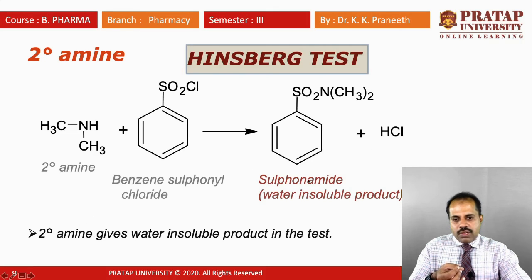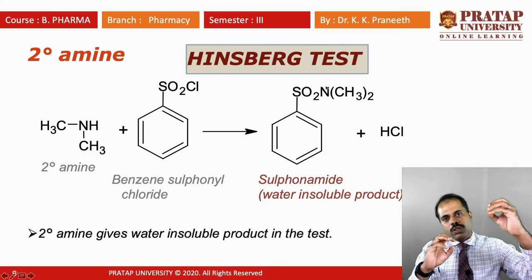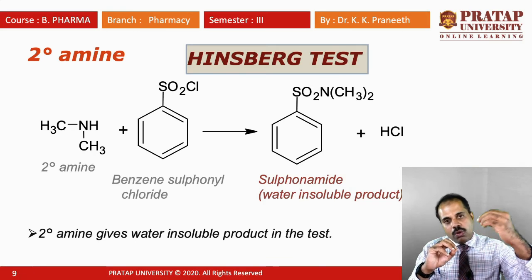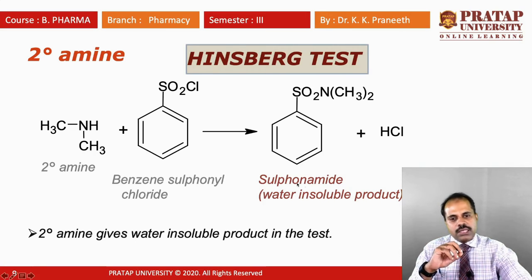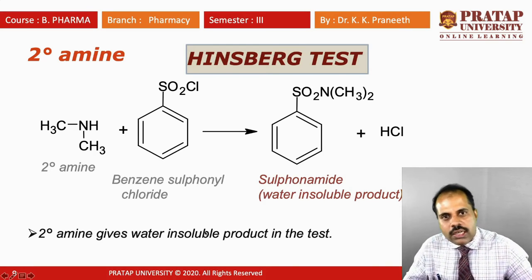A secondary amine gives a water insoluble product, as we saw in the introduction of the test. This is the product, and it is again a sulfonamide, because the SO2N group is there. So why is this insoluble? Because there is no hydrogen on the nitrogen atom, so there is no possibility of hydrogen bonding with water. That makes it an insoluble product. So the conclusion is that a secondary amine gives a water insoluble product in the test.